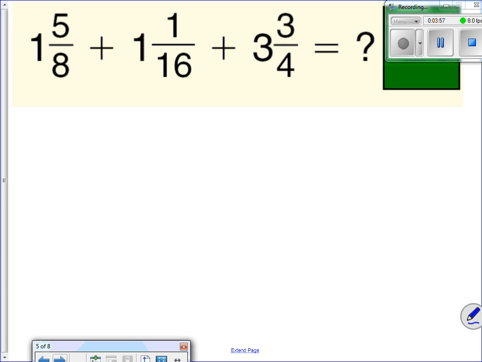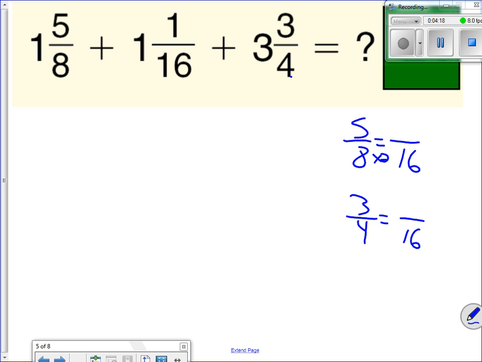I'm adding up some more fractions. I have an 8, I have a 16, and I have a 4. I know 8 can go into 16, I know 4 can go into 16, so I don't have to come up with a huge number because I know 16 can go into 16. But I do have to change 5/8 into 16ths. I also have to change 3/4 into a fraction with a 16. Going times 2 gives me 10. Going times 4 gives me a 12. I'm going to rewrite my problem now.